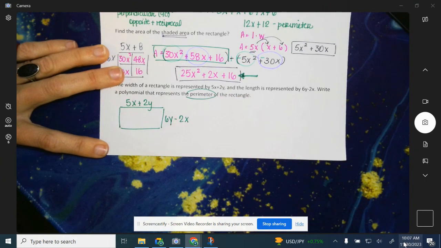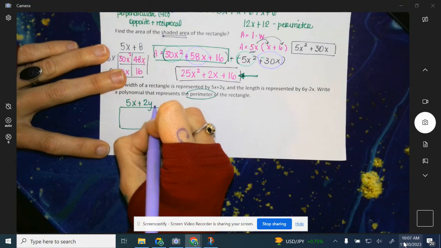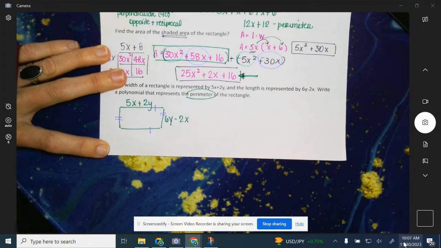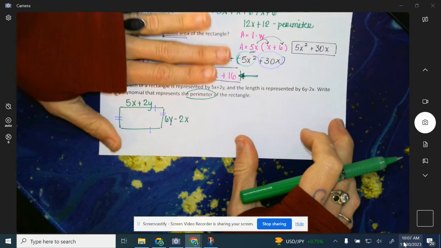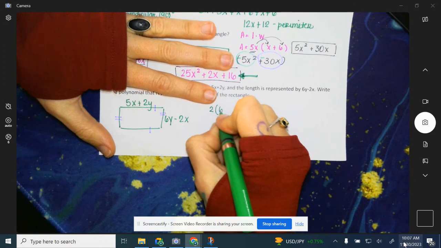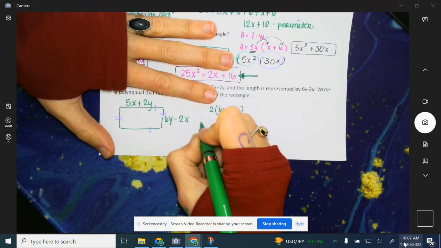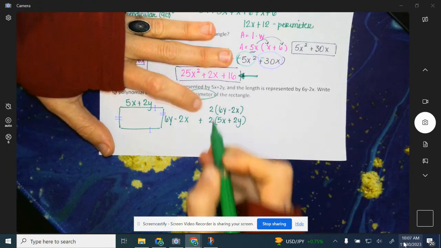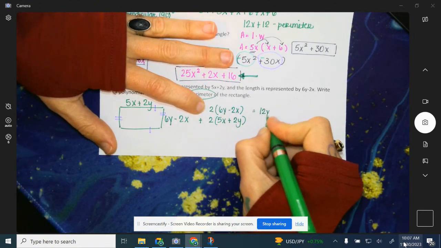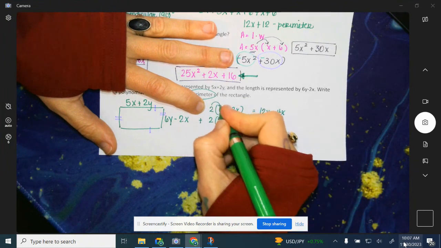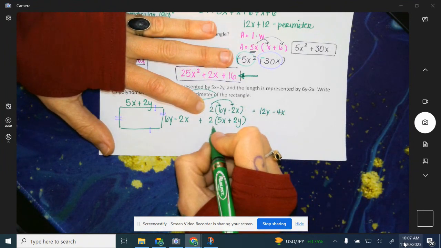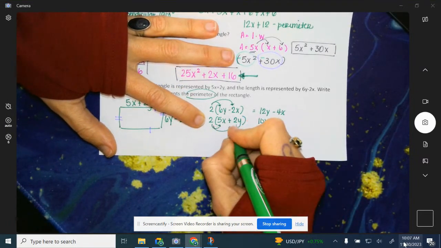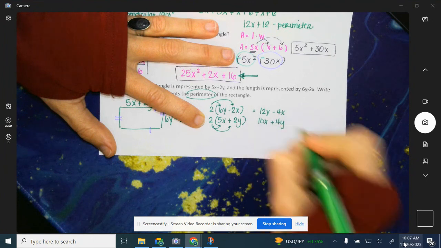So again, I would pause and see if you can get this one right. We know this side is congruent to this side. This side is congruent to this side. And I mentioned it at the end of live class. You can write 2 times 6y minus 2x plus 2 times 5x plus 2y. So 2 times 6y is going to give me 12y minus 4x. And I'm just saying this for a couple of you whose brains work differently than mine. 5 times 2 is 10x. And 2 times 2 is 4y.